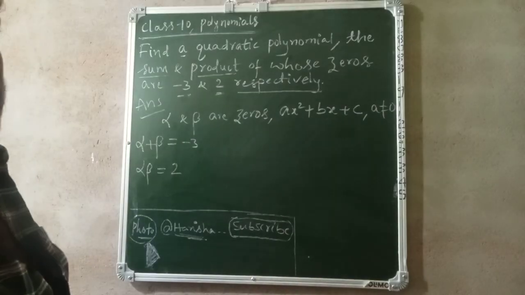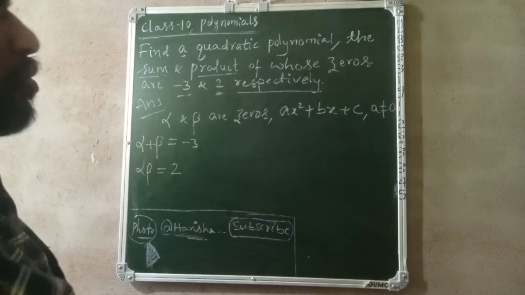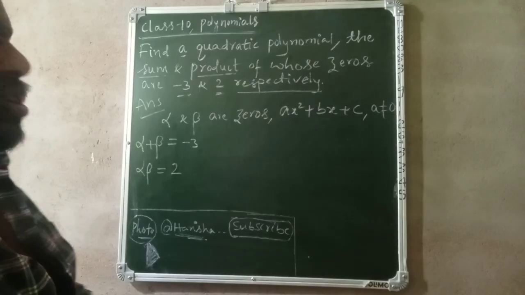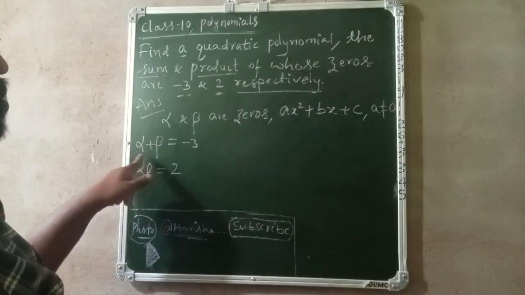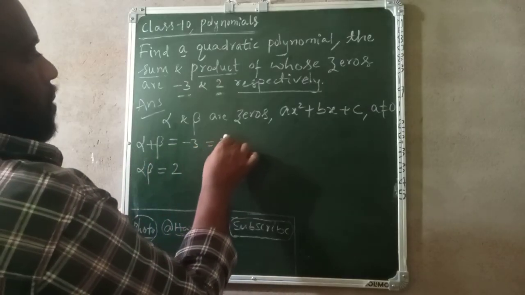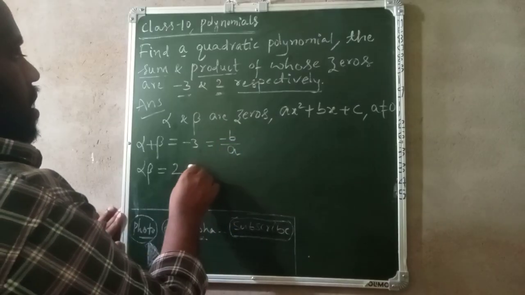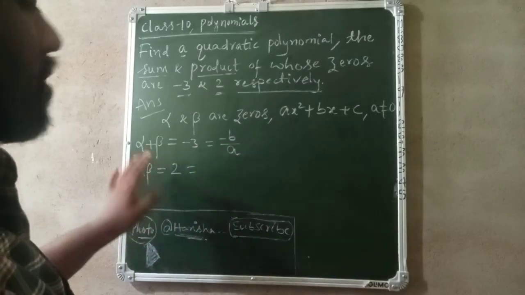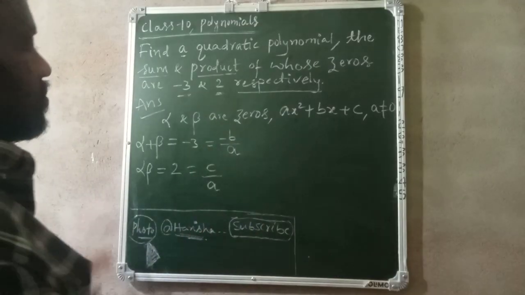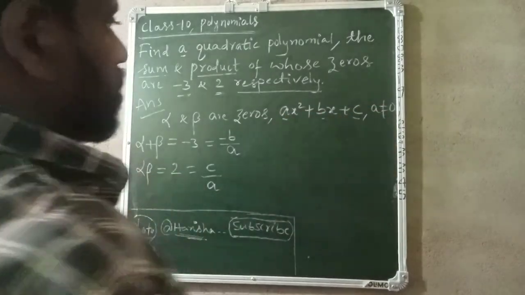Now, a quadratic polynomial means x square and x will be as it is. We have to find a, b and c values. How can you find them? Using the formulas of alpha plus beta. We have the formula for alpha plus beta, that is equal to minus b by a. And we have a formula for alpha beta also. Alpha beta is equal to c by a. So we want to find a, b, c values.